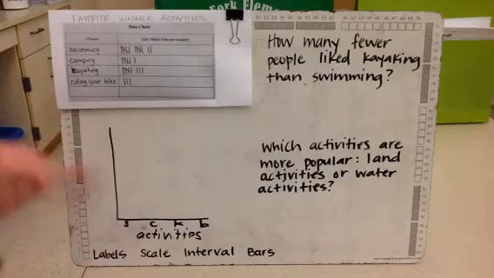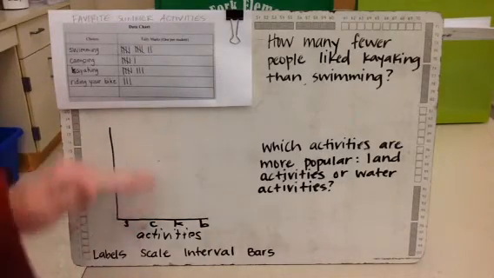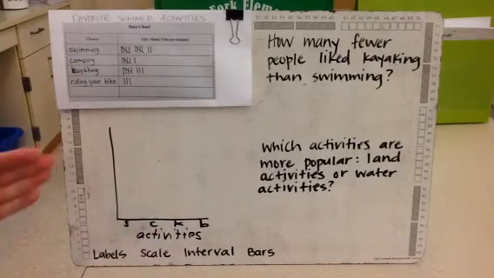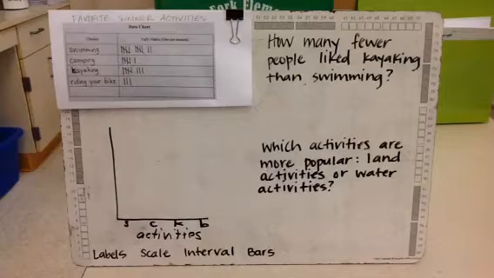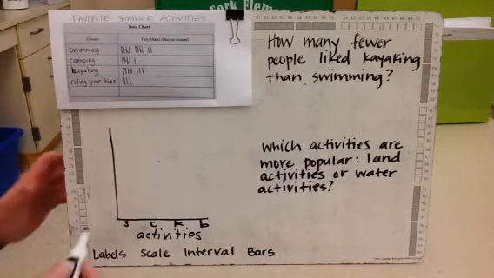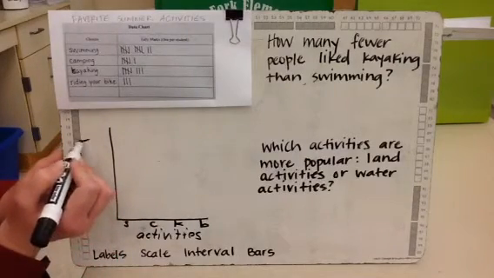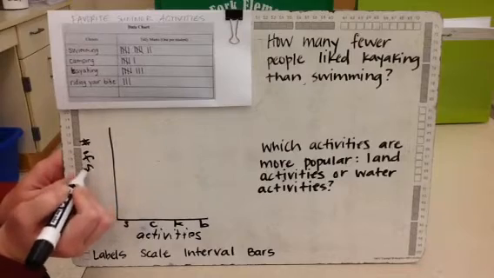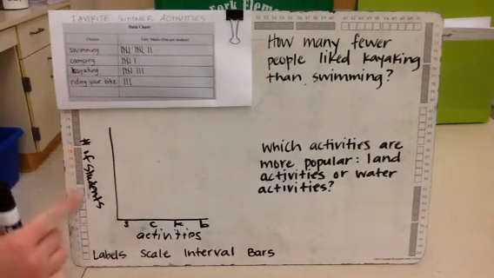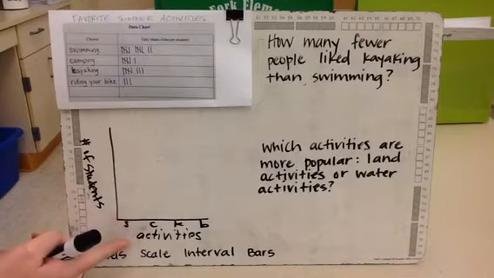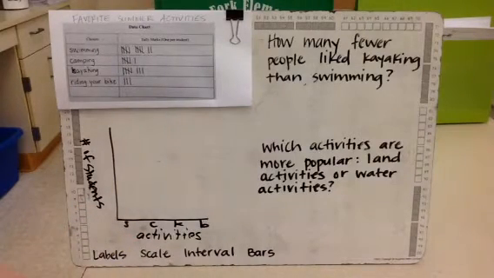Now, I also need a Y-axis label. This is where my numbers are going to be as my bars are growing. So my numbers are about the people, the students that were giving their choices. So over here, I'm going to put that these are the number of students. So the bars are going to show the number of students that liked the activity. All right, so now that I have my labels, I have one more label here.